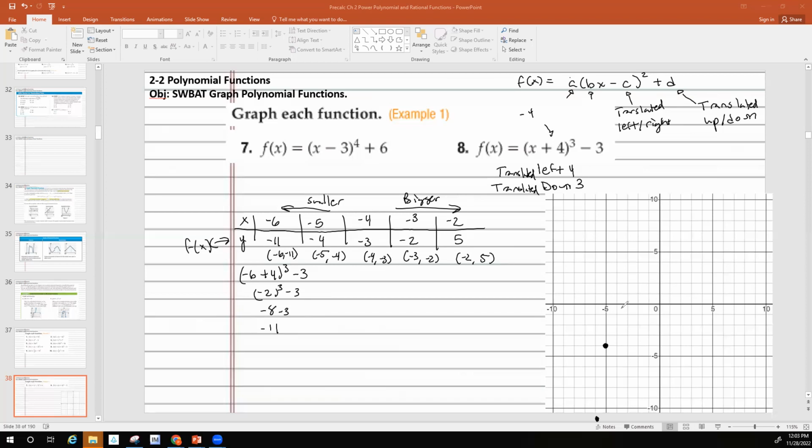And then we have (-4, -3). Go to the left 4, down 3. (-3, -2). Go to the left 3, down 2. (-2, 5). Go to the left 2, up 5. And there we go. There's our dancing graph.